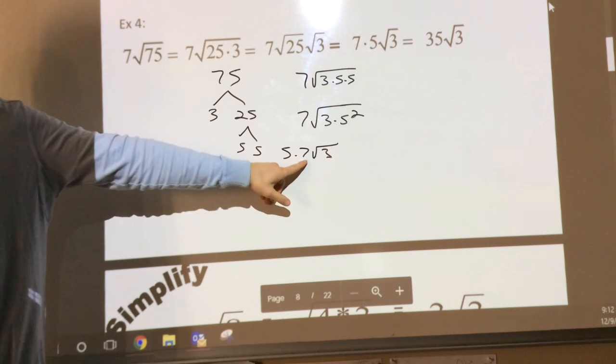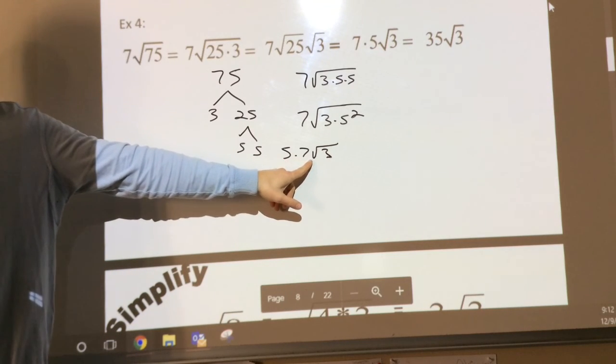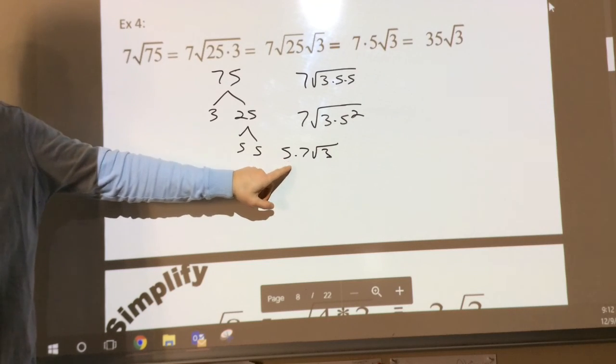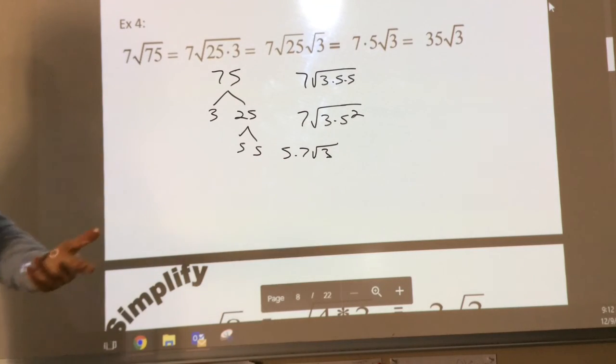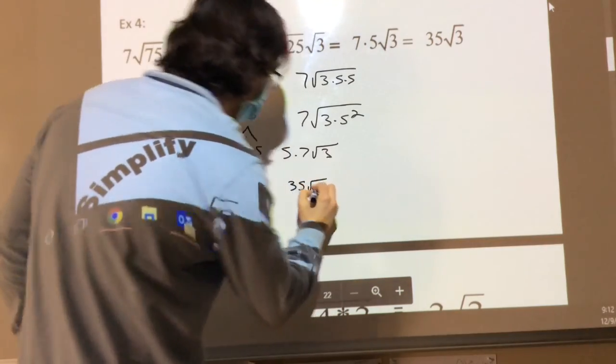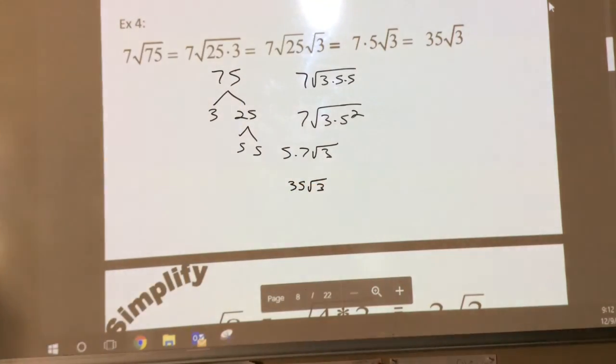So that 7 was just already a part of the problem. And so once you pull out your numbers from the radical symbol, you're just going to multiply whatever you pull out by that 7. What is 7 times 5? 35 radical 3. Does that make sense?